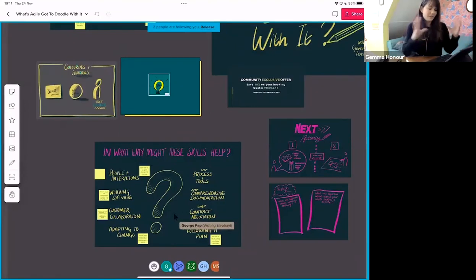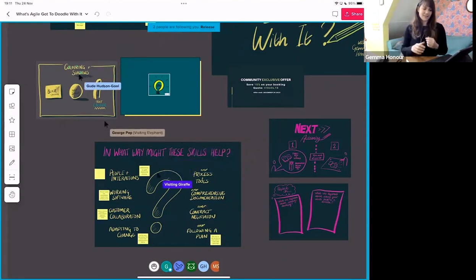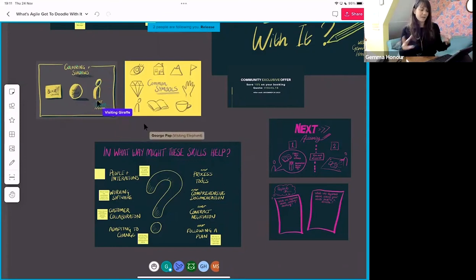So I think we're starting to see that these skills can definitely help us use things in an agile way. I just wanted to say, obviously I've just shown you the seed shapes. However, if you did want to go to the next level, more complex, there are common symbols that you're going to use over and over again.